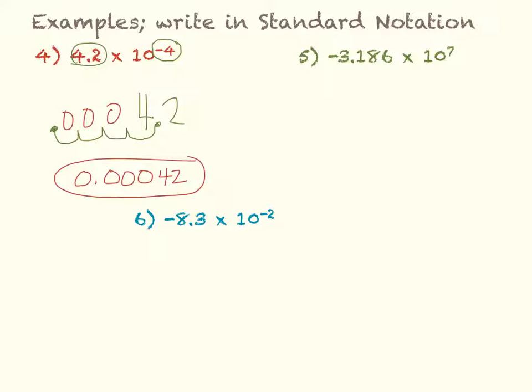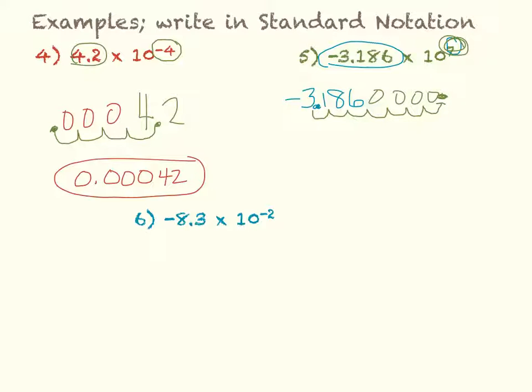And the next one, we have negative 3.186 times 10 to the 7th. So I start by writing down the number part, and then I move my decimal point. My decimal point is right here, and I'm going to move it 1, 2, 3, 4, 5, 6, 7 spots to the right because it is a positive exponent. So then I fill in with zeros, and my final answer would then be negative 31,860,000. If you want to put commas in, you can, every 3 digits. And that's where my decimal is. So that is your final answer.